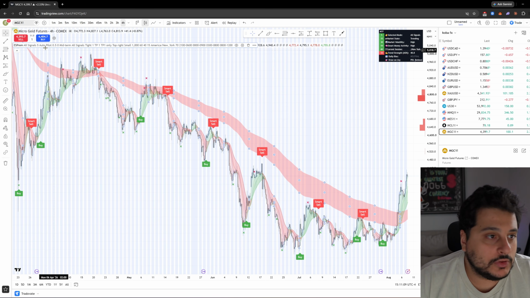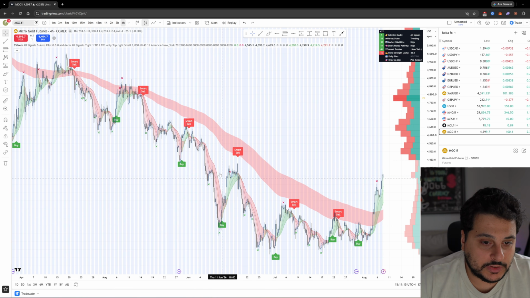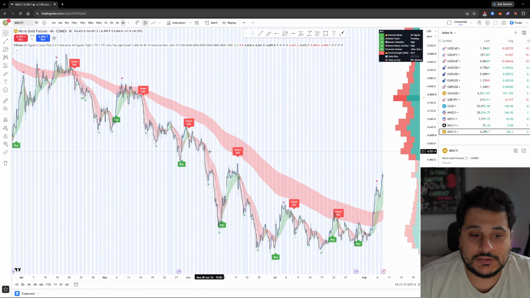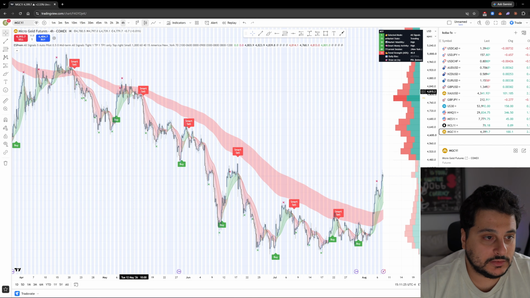So right now we're looking at micro gold futures on the 4-hour time frame, as we can see, and these are our signals right over here, guys. In order to enter our signals, we only need really 2 criteria that are very important for us to follow. The first one is we only want to trade if it says smart signal. So that's a smart sell, as we can see, right?